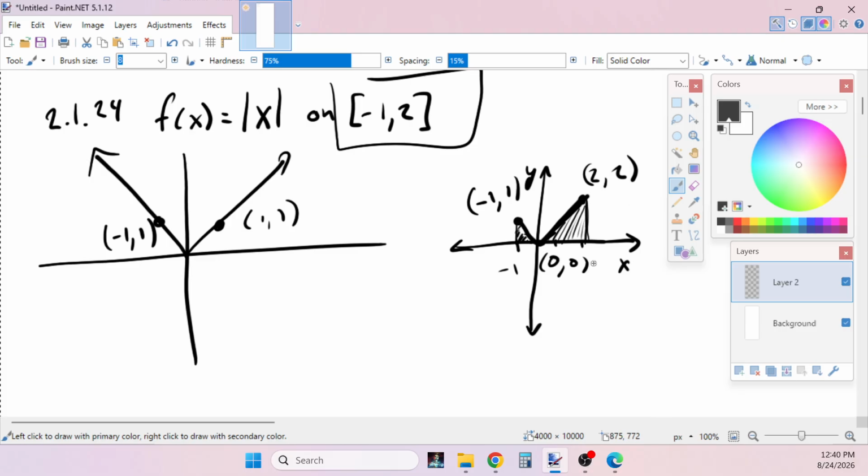So that's problem 24. Problem 25 says use the preceding exercise, so this is problem 24. We want to approximate the area between the x-axis and the graph of f over the interval -1 to 2 using rectangles.